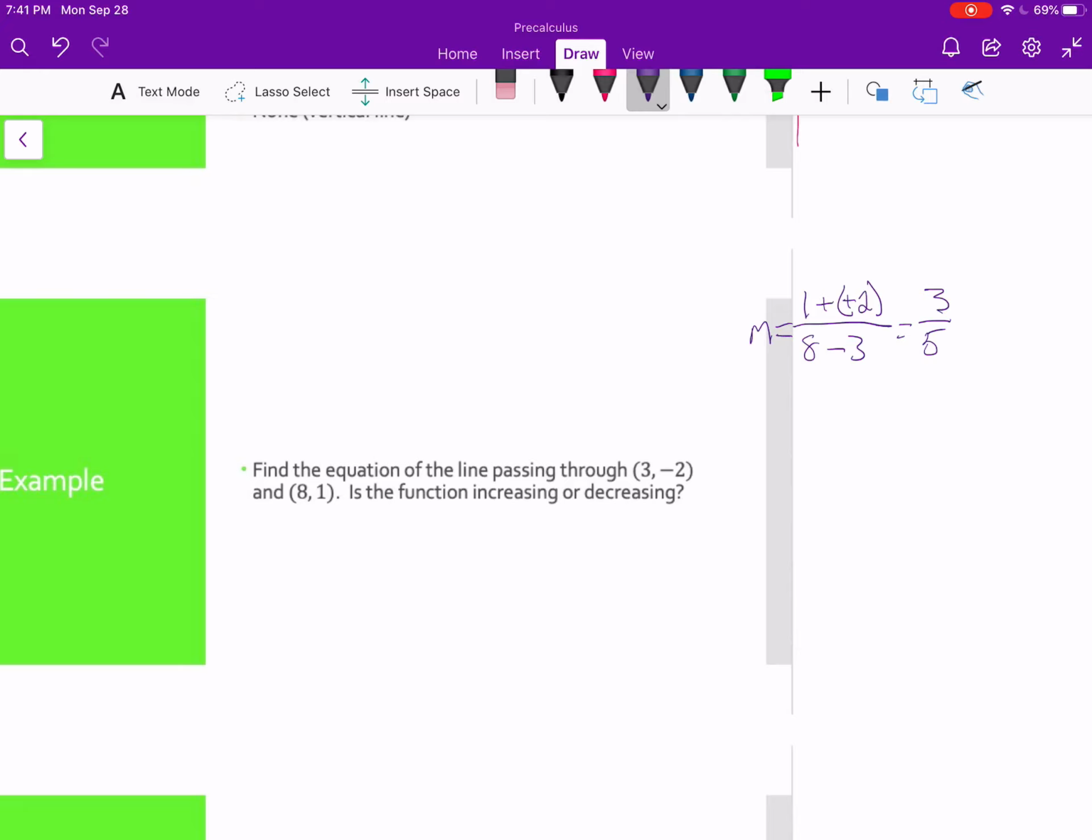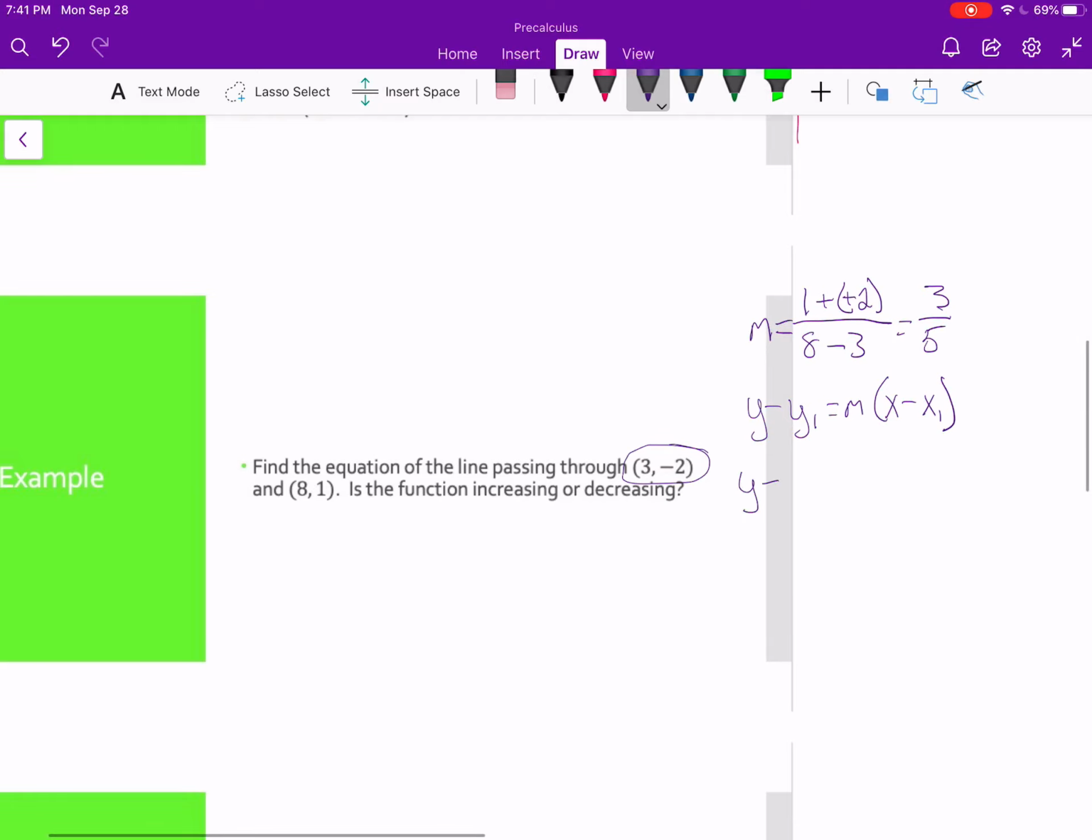And then for point slope, we are going to pick one point, and I'm going to pick the first one. It doesn't matter which one. So remember it's y minus y1 equals m times x minus x1. So we're going to plug in y minus negative 2 equals 3/5 times x minus 3. So that becomes y plus 2.